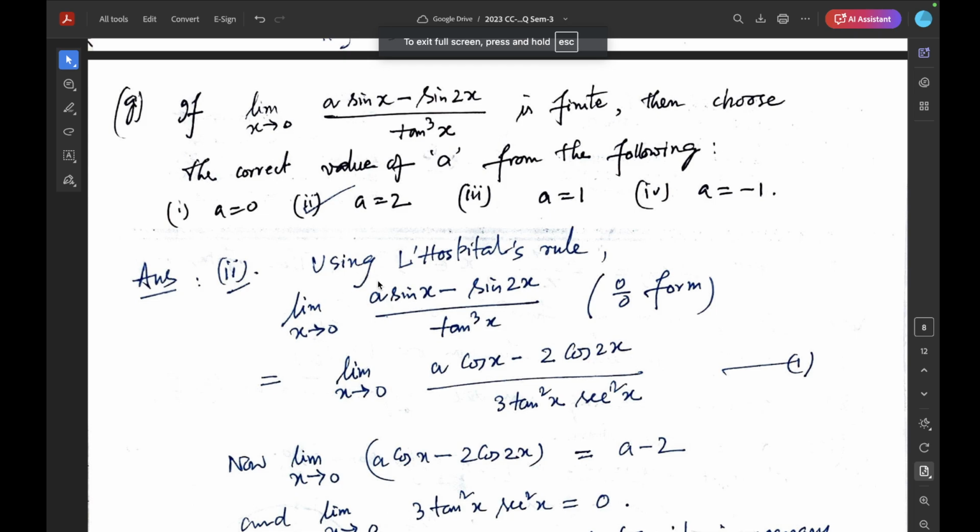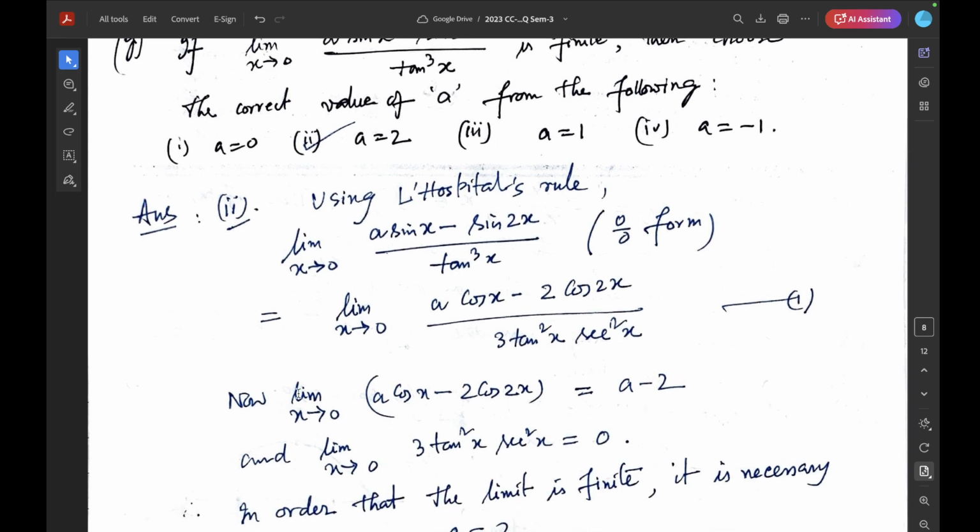Now this is the 0 by 0 form. So using L'Hospital's rule, differentiating the numerator and denominator, we get (a cos x minus 2 cos 2x) whole divided by 3 tan square x sec square x.